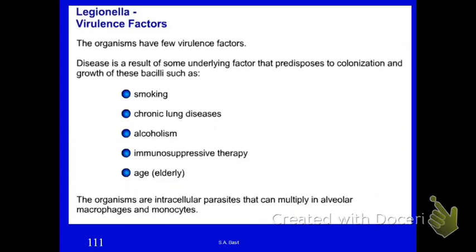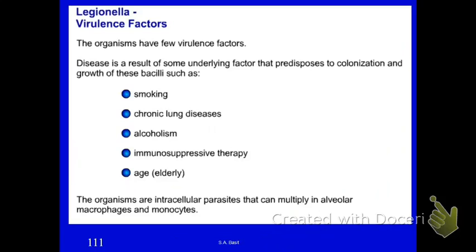What will predispose you to have this? So, the predisposing factors would include smoking, chronic lung disease, alcoholism, immunosuppressive therapy. Let's say, for example, you have just a kidney transplant and you're taking immunosuppressive drugs, and then being old. Okay, so the organisms are intracellular parasites, which means that even if they have already been engulfed by a macrophage, these organisms could still multiply intracellularly.